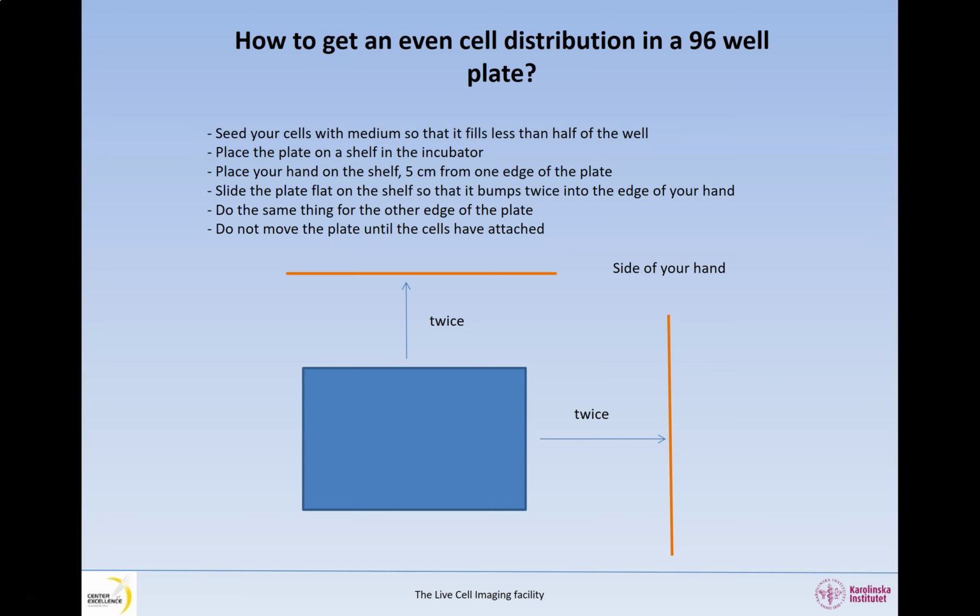Here we describe a simple method that will help you seed your cells evenly in a 96 well plate. Seed your cells with medium so that it fills less than half of the well. Place the plate on the shelf in the incubator. Place your hand on the shelf 5 centimeters from the edge of the plate. Slide the plate flat on the shelf so that it bumps twice into the edge of your hand. Do the same thing with the other edge of the plate. Do not move the plate until the cells have attached.